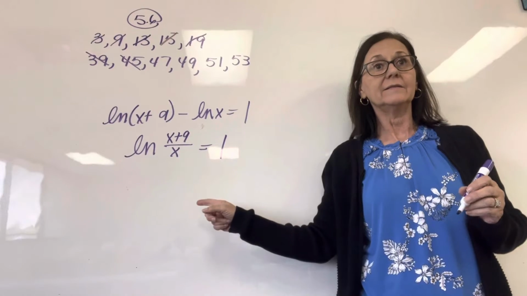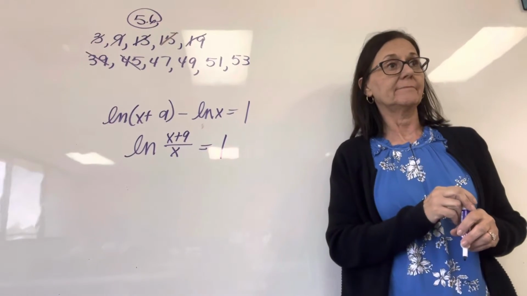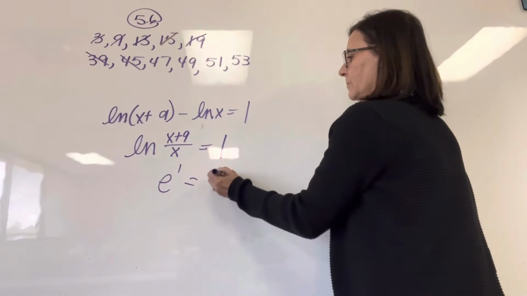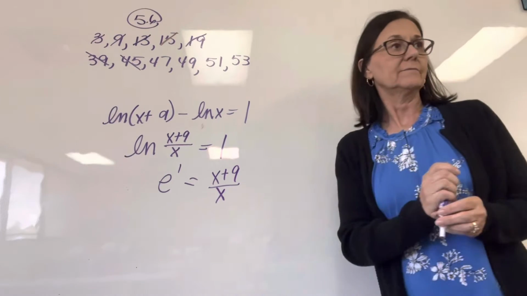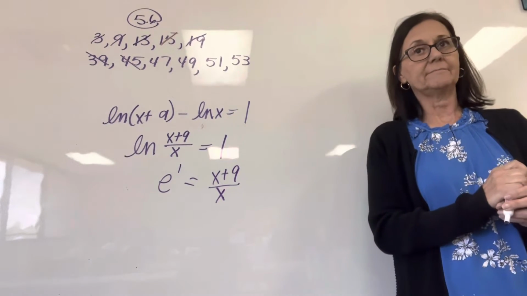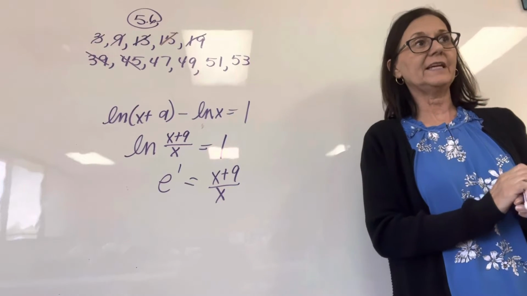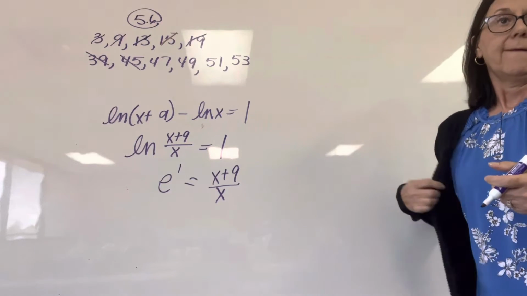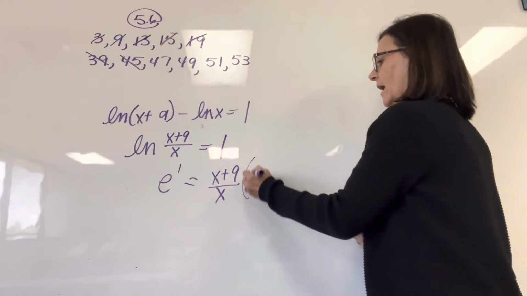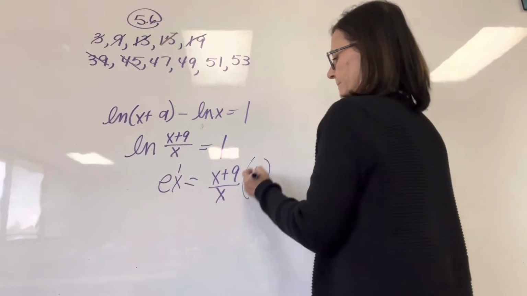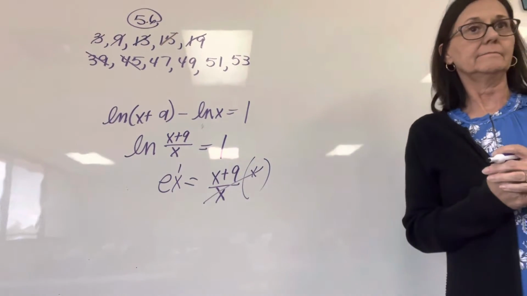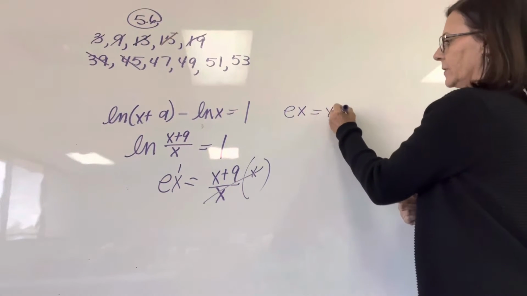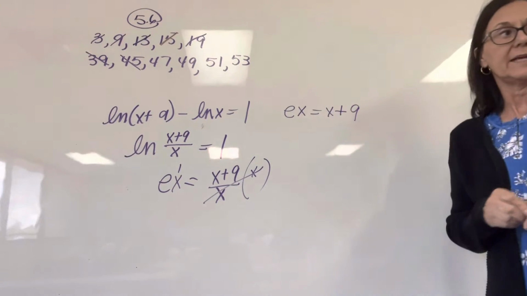Now I'm going to exponents. What's my base? E. What's the exponent? 1 equals x plus 9 over x. Leave e as e. All right, what do I do now? Multiply by x. Eliminate the denominator because it's an equal sign. So now I have e to the x equals x plus 9. We're leaving e as e.